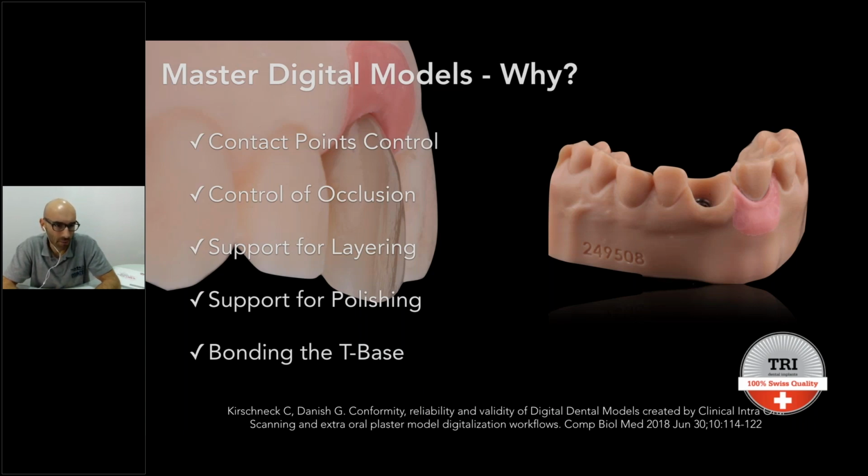And then we can check the contact point, and we also use this model for bonding the T-base on the crown if you have more units, if you have a big restoration. And also we can check exactly the position and the contact point during the bonding step.